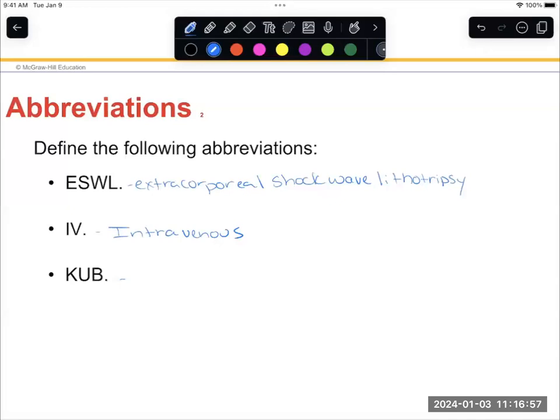KUB, kidney, ureter, bladder. This is an X-ray that shows the kidneys, the ureters, and the bladder all in one view.